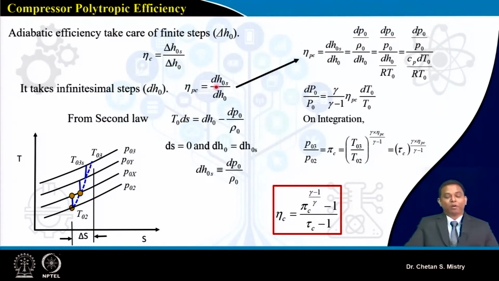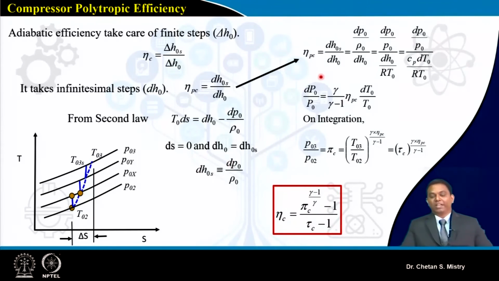If I am talking about a small elemental part, I am putting that as dH0 by dH. We know from the fundamentals of the second law of thermodynamics, we can write down T0 ds equal to dH0 minus dP by rho. For an isentropic process, I am putting ds as 0. It says I am calculating my isentropic enthalpy rise, which is given by dP0 by rho 0.